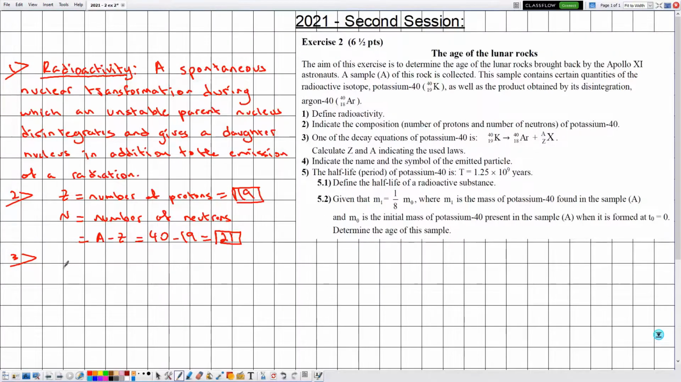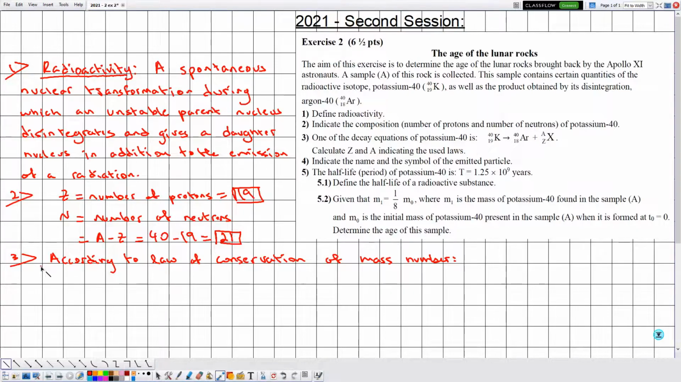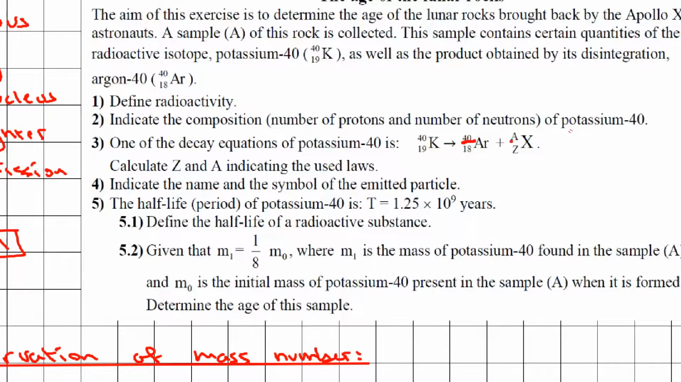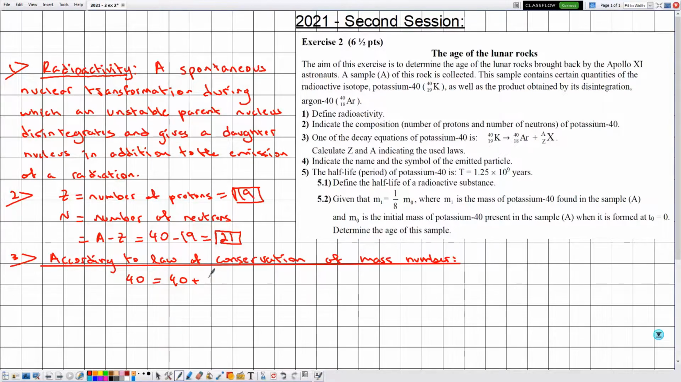So here, for example, according to the law of conservation of mass number, initially it's given by 40, and this must be equal to 40 plus A, and we are searching for the value of A. Then in this case A is given by 40 minus 40, which is equal to 0. Then the mass number of this particle is 0.